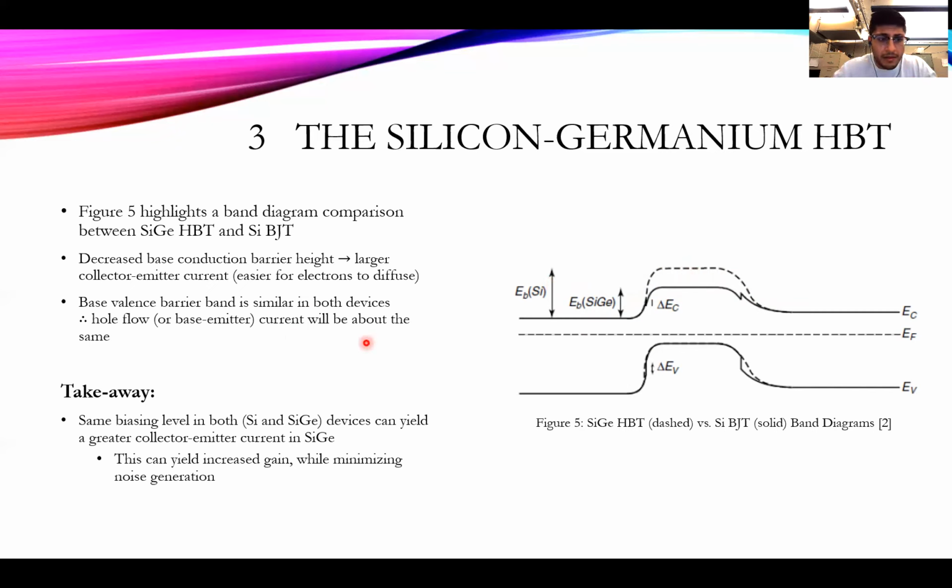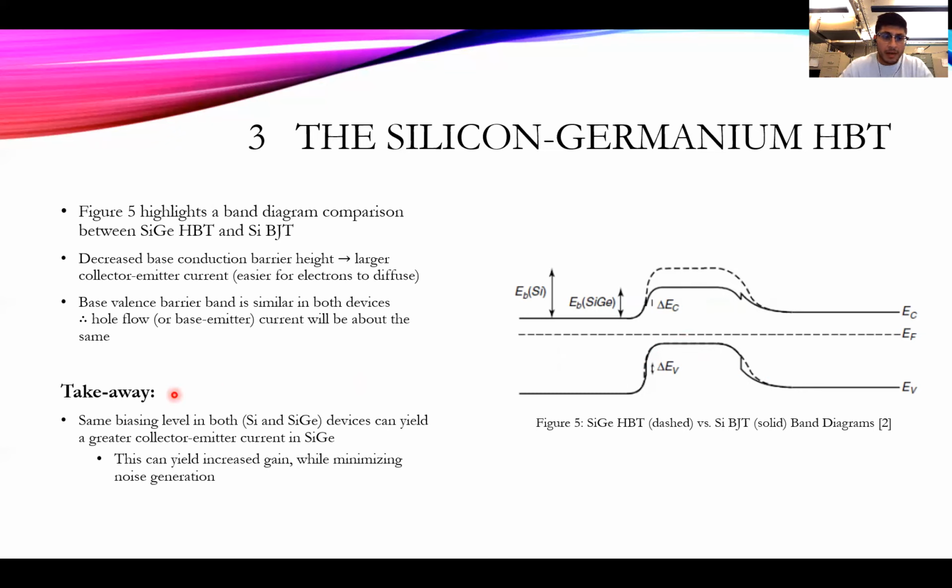The other thing I wanted to mention is that the base valence band is also similar in both the silicon BJT and the silicon-germanium HBT. So the flow that's diffusing from the base to the emitter is going to be about the same, and that change is going to be negligible.